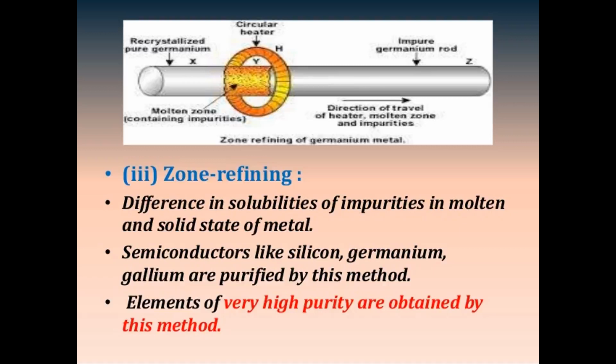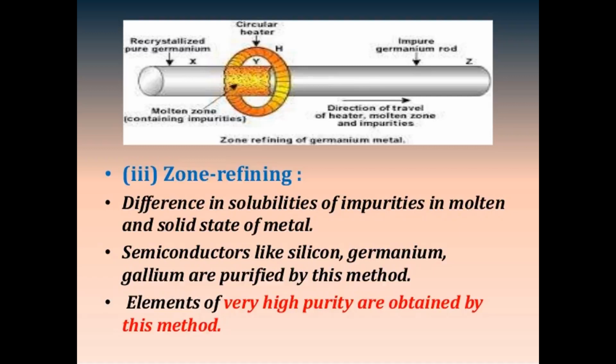So, for preventing the oxidation of metals, it is carried out in the presence of an inert gas. Elements such as germanium, silicon and gallium, which are used as semiconductors, are refined in this process. See here, the difference in solubilities of impurities in the molten and solid state of the metal. Elements of very high purity are obtained by this method.